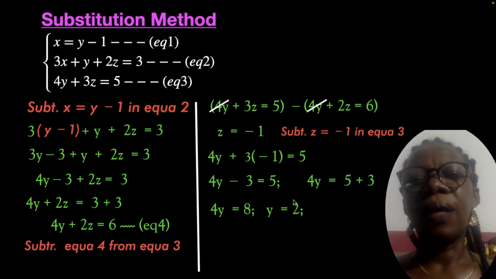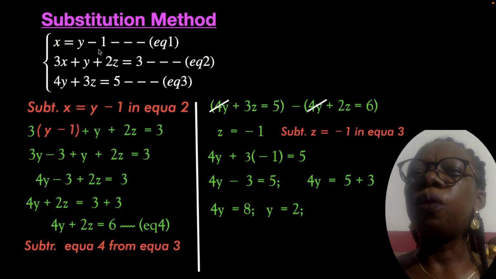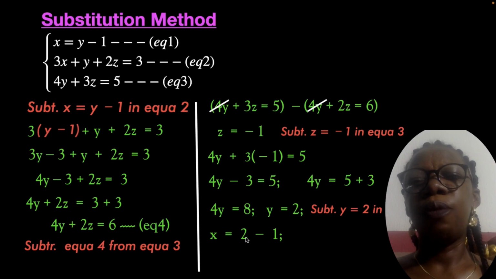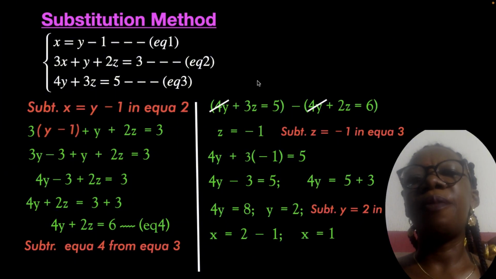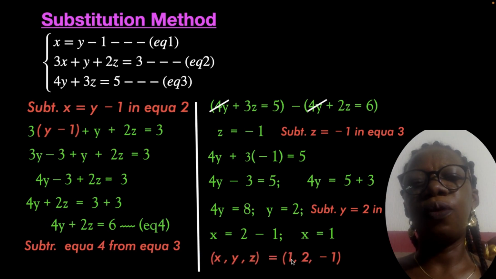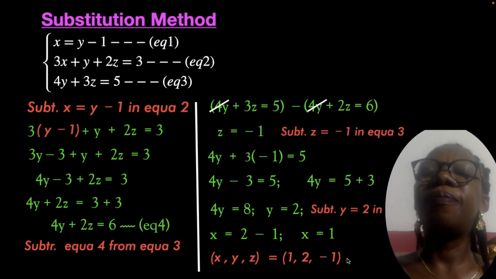Alright, we can now substitute the value of y in equation 1 so that we can get the value of x, right? x is equal to 2, y is 2 minus 1, therefore x is equal to 1, right? In this system of equations, the values of x, y, z are equal to 1, 2, and minus 1.